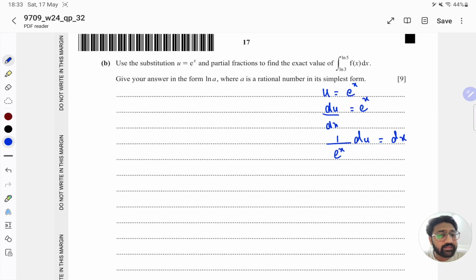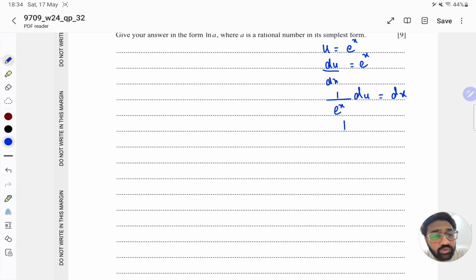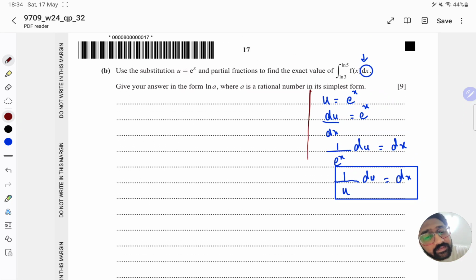Basically I need to make dx the subject because that's what I am going to replace, and I know that e^x is basically u, so dx is 1 over u du. So I'll replace the dx with 1 over u du in the above. So this is basically the first step, step 1.